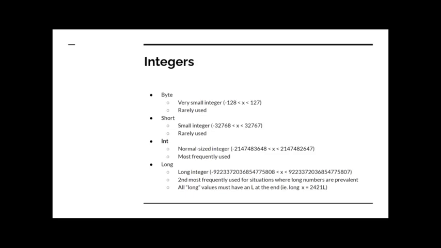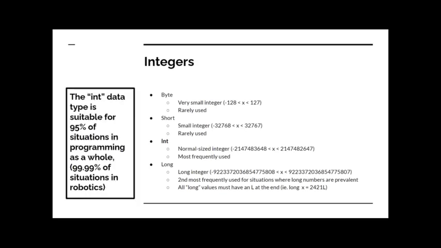Long ints are also relatively frequently used, and they go from negative 9 quintillion to 9 quintillion. And all long values must have an L at the end. So, for example, 2421L. Okay, and we're going to go into how to set these variables later in the tutorial. But what you need to know is that these store integers, not decimals. And you can see that the int data type is really the one used. It's very rare for you to not be able to use integers in FTC. Like, the chances of you having to use long are slim to none.